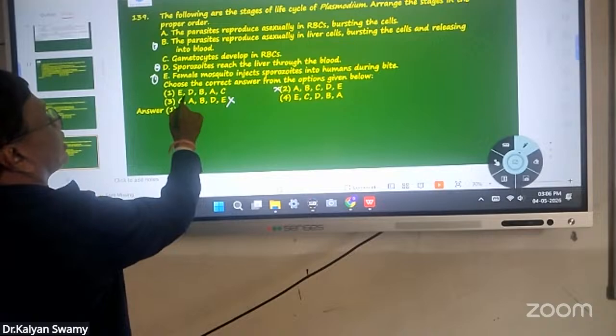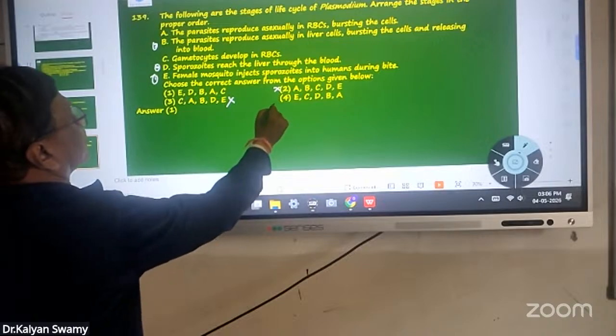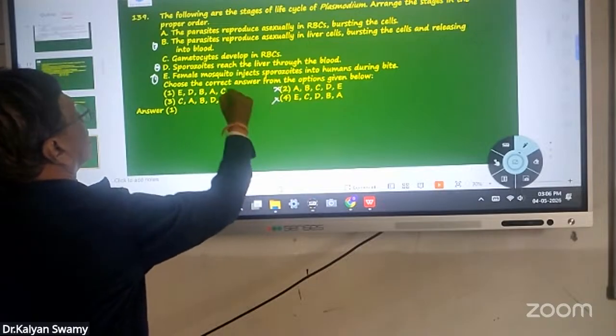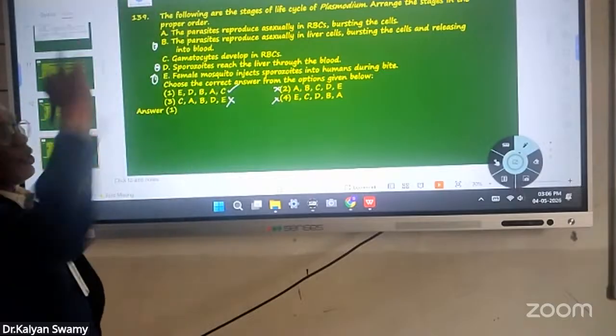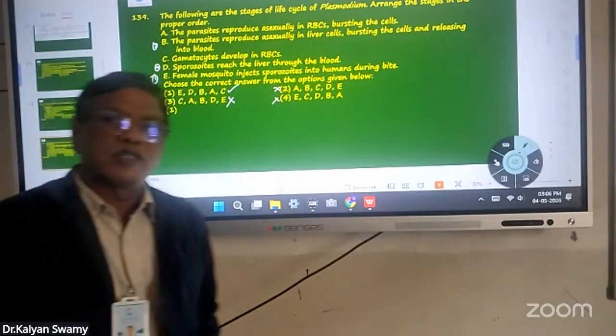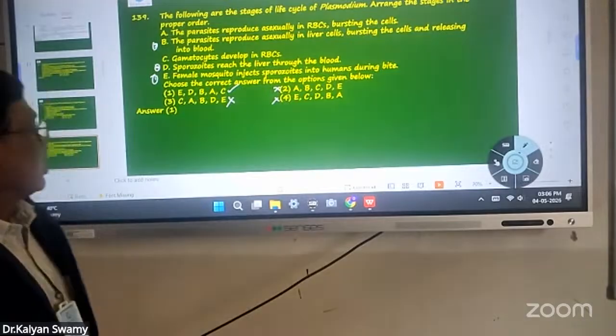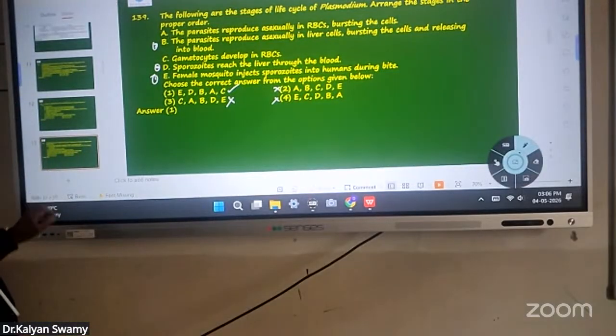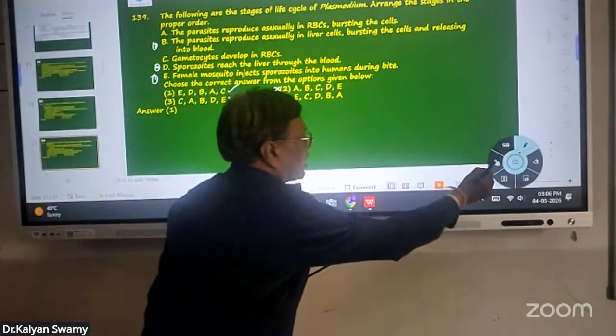First one A, then B. Here also you can strike off this. Here there is no need of going to the fourth and fifth steps. The third step only, you can say the answer. Then coming to the next question.